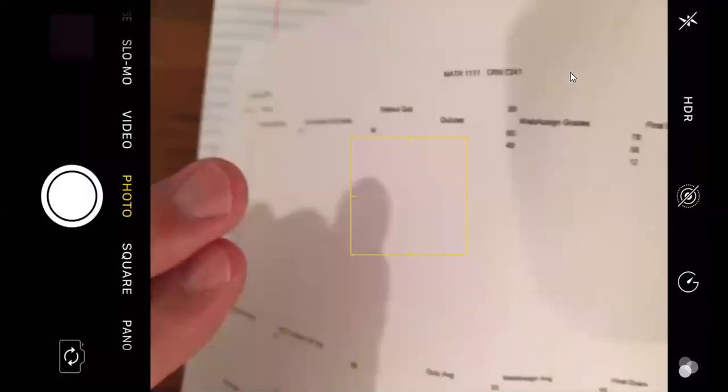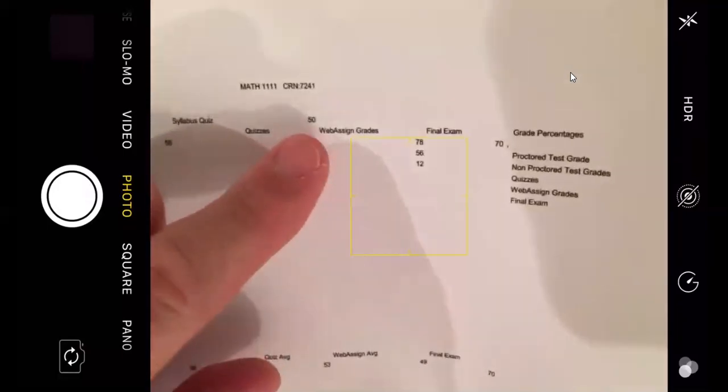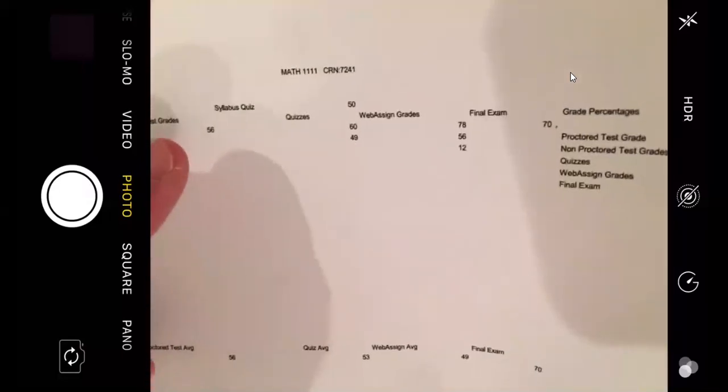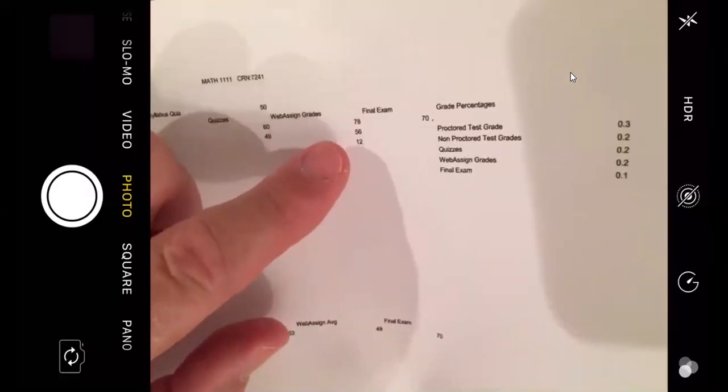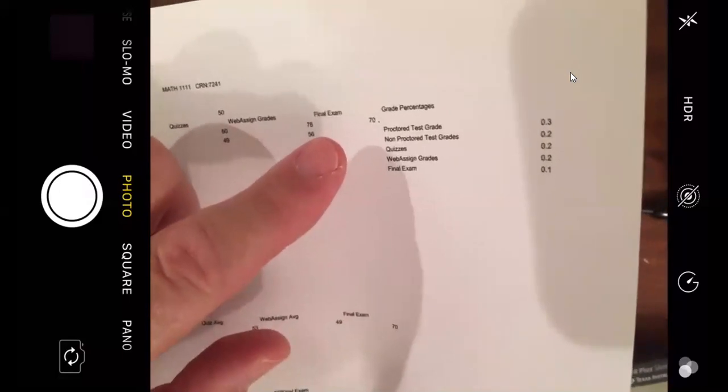Your actual test grade should be in the non-proctored test grades. There'll be a list of those, and 3 of those will be there. The syllabus quiz is by itself. It's up here, what I have for your syllabus quiz. And then quiz 1, quiz 2, etc. are numbered over here, going down. Your WebAssign grade is the same thing, 1, 2, 3. And we haven't taken the final, so it's a 70.